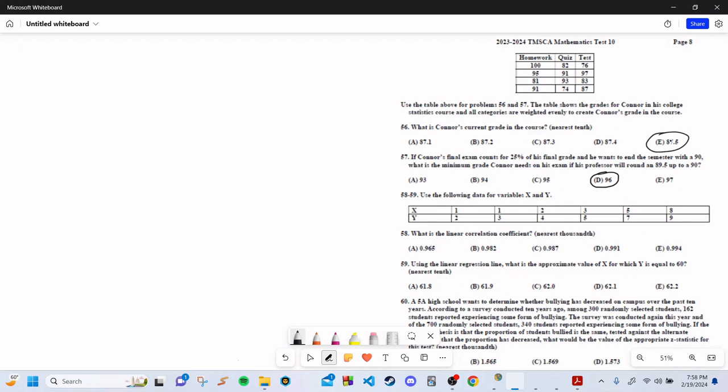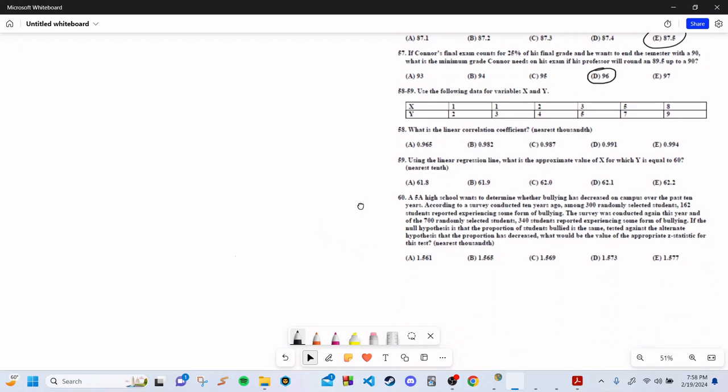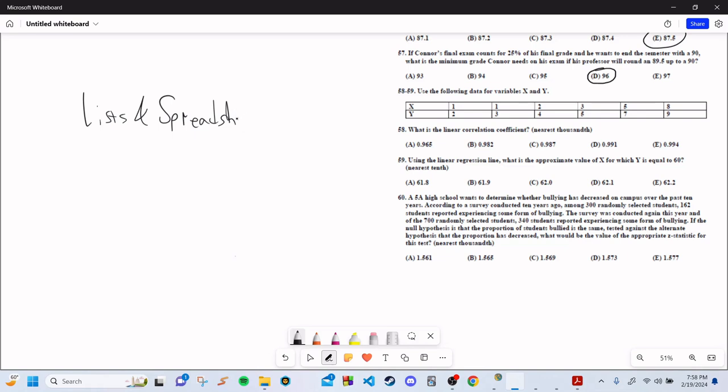Okay, so the final 3 questions. This table we're going to use for both 58 and 59. So question 58, what is the linear correlation coefficient? Okay, so you're going to want to go to your lists and spreadsheets page.